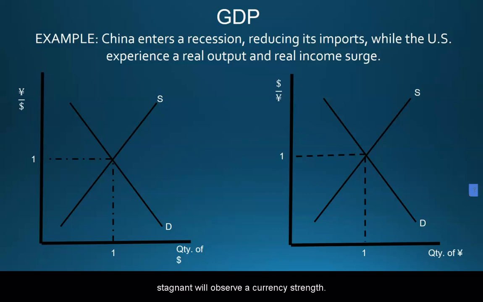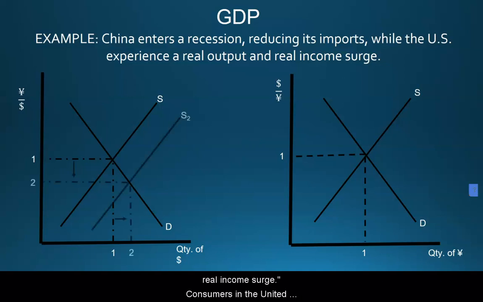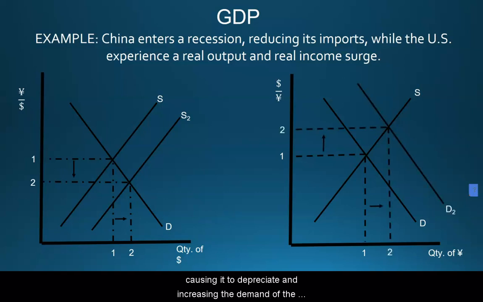For example, the country of China enters a recession, reducing its imports, while the United States experiences a real output and real income surge. Consumers in the United States will increase the supply of their dollars, causing it to depreciate, and increasing the demand for the yuan, causing it to appreciate.